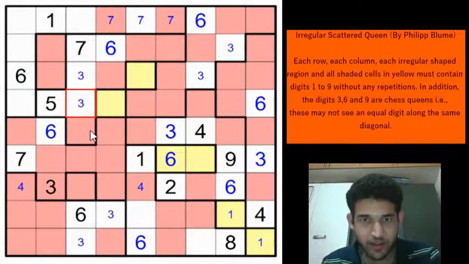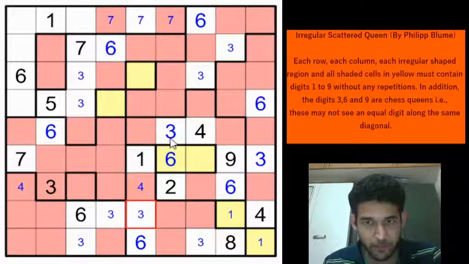Let's see now if we get some more deductions using the 3s. I'm pretty sure we can play with the 3s some more. If you look at this region, there are only 2 cells left for the 3, right? The 3 can either be here or here. We have eliminated the rest of the cells, right? Okay. Any more eliminations we can make?